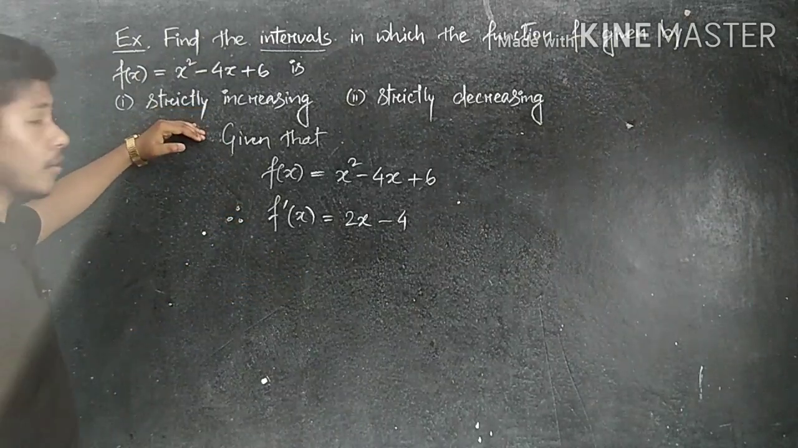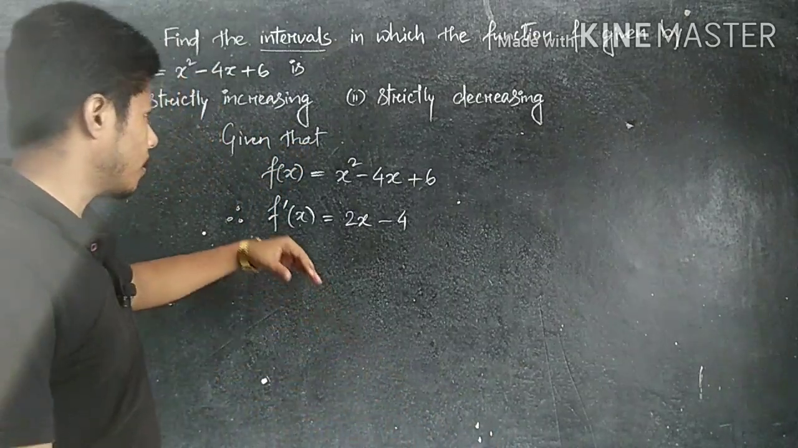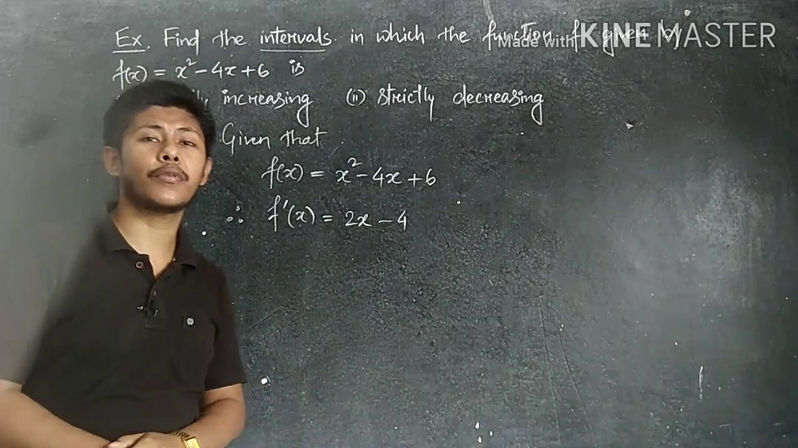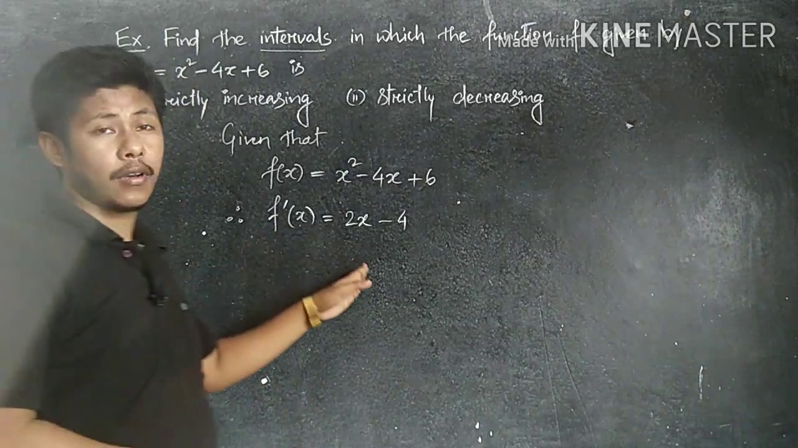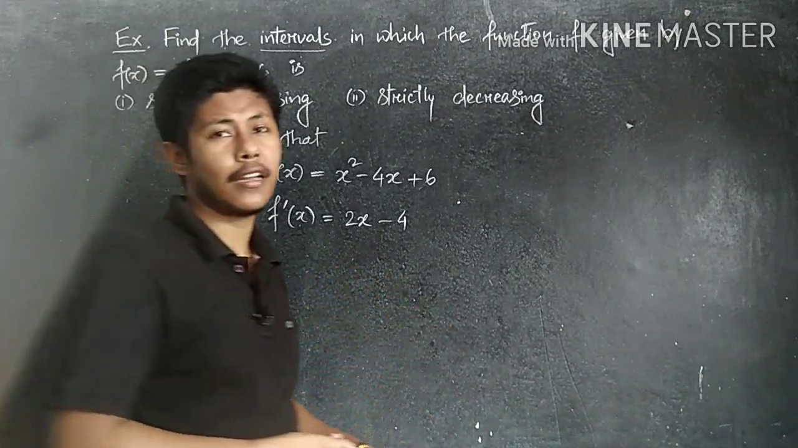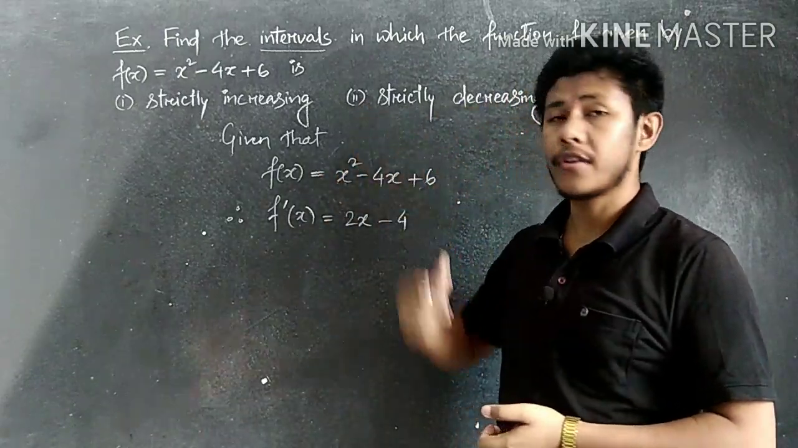Now this part, strictly increasing and strictly decreasing, we need here. So how can we find out this result from here? After getting this, lots of ways are there. After differentiation, different methods are there to find out the interval.